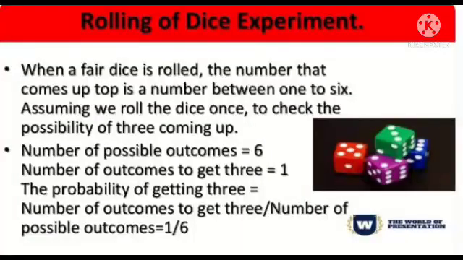Rolling of dice experiment. When a fair dice is rolled, the number that comes up top is a number between 1 to 6. Assuming we roll the dice once to check the probability or possibility of 3 coming up. Number of possible outcomes is equal to 6. Number of outcomes to get 3 is equal to 1. The probability of getting 3 is equal to number of outcomes to get 3 upon number of possible outcomes, which is equal to 1 upon 6.